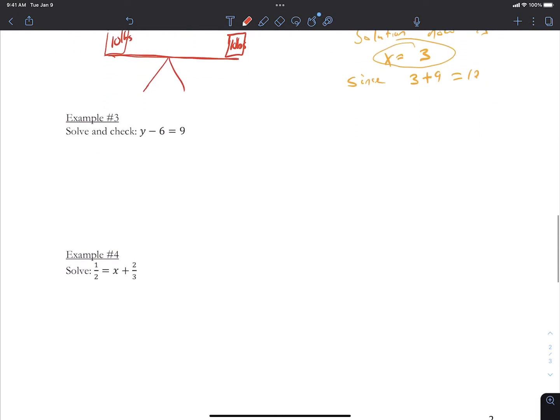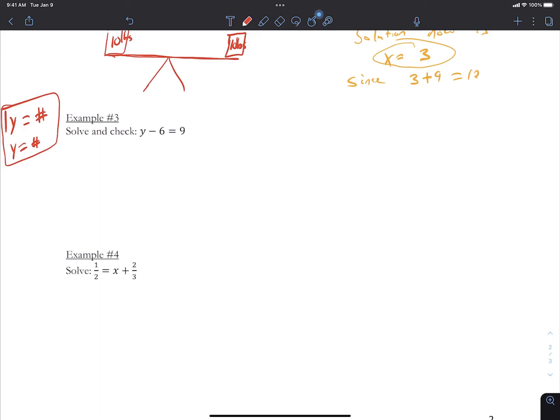So example 3, I'm asked to solve and check y minus 6 equals 9. The goal in this case is I want to get y equals some number, or in other words, 1y equals some number, because that's the same thing as y equals a number. That's the goal, to get it in this format. I want to know what y equals.